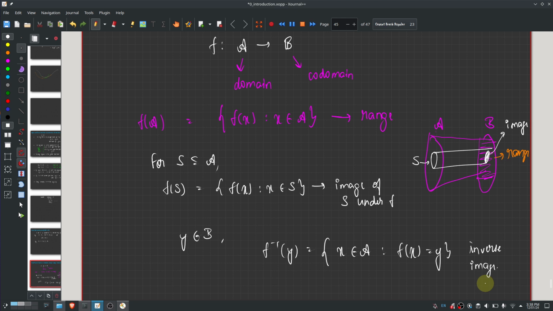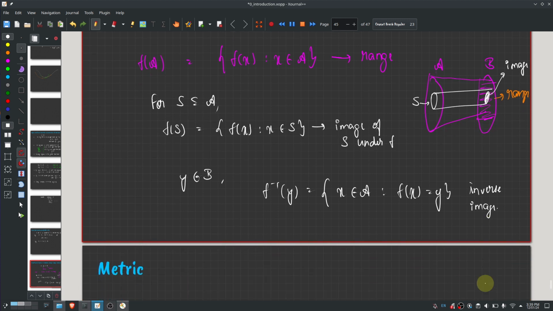And this is actually a set. It could potentially contain no points, it could contain exactly one point, or it could contain multiple points. For example, if I take a quadratic, like f of x equal to x squared, then f inverse of 0 is 0. There's only one point. F inverse of 1 has 2 points, plus 1 and minus 1. And f inverse of minus 1 is empty. So f inverse of y is not necessarily a function.